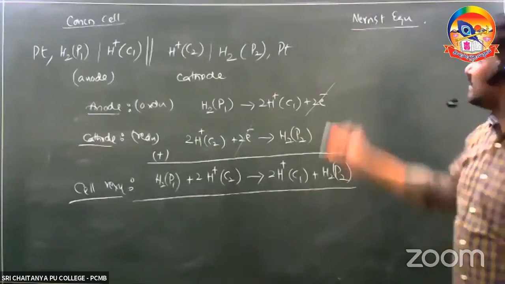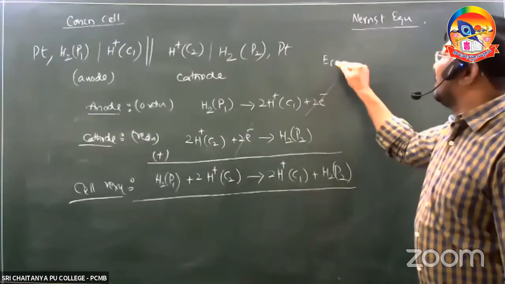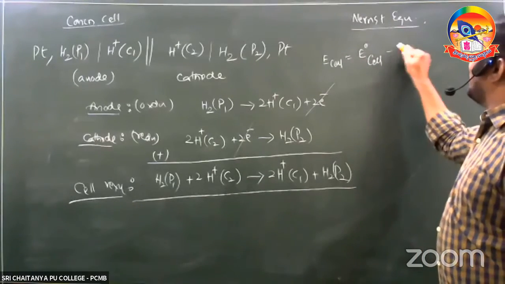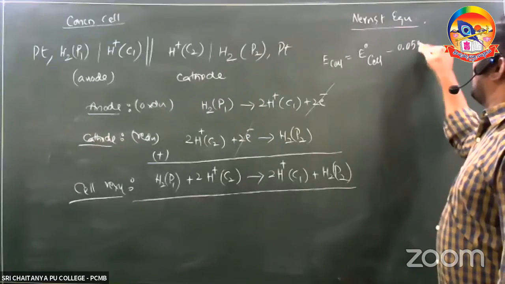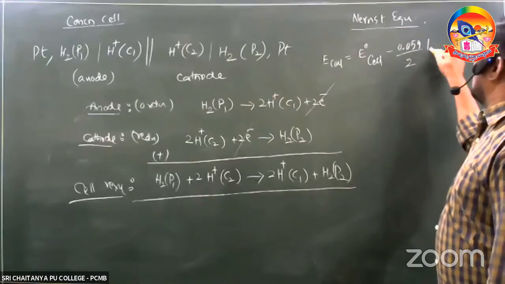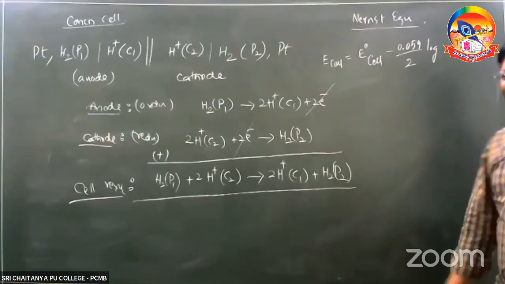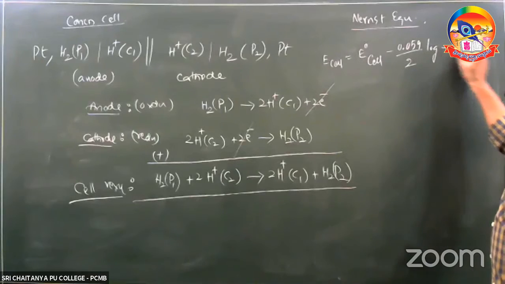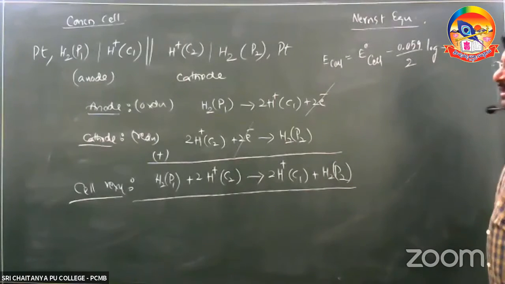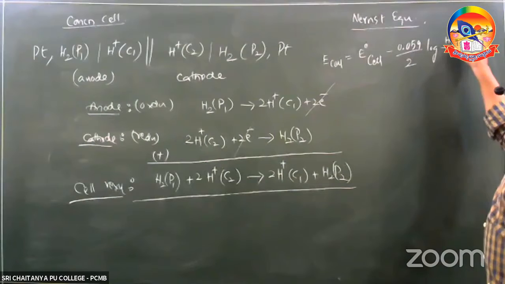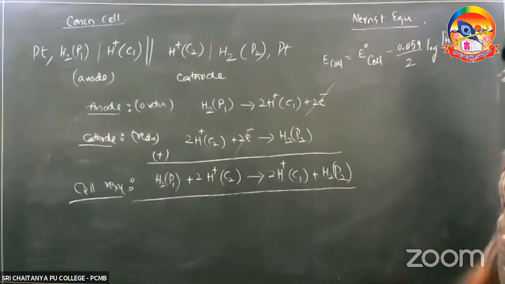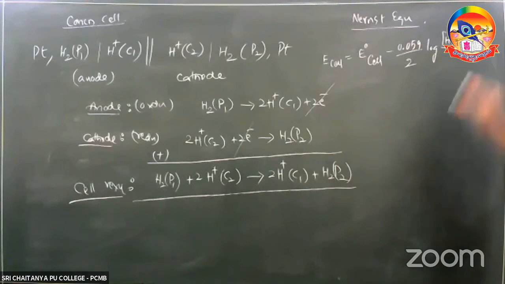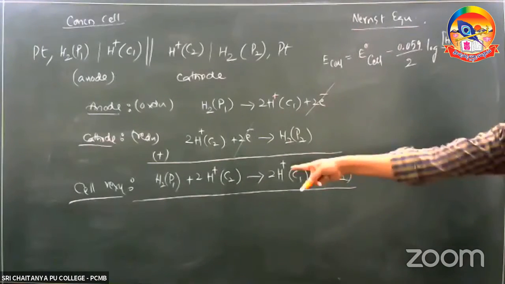So, what is that? E cell equals E naught cell minus 0.059 by 2 log products by reactants. Products, what do you find? H plus concentration, H plus concentration square, and then P2. Next, reactants.